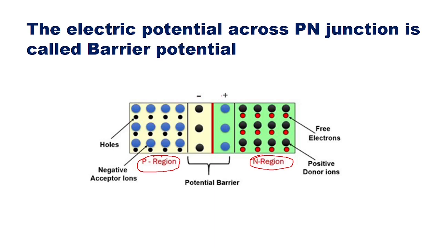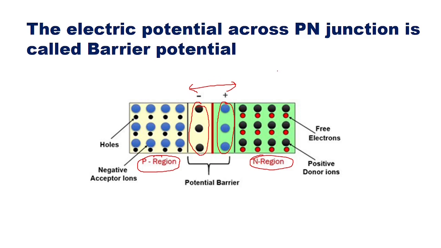As these majority charge carriers move, there is an accumulation of immobile ions at the junction. Here you can see the negative ions, and here the positive ions, and therefore we have an electric potential at the junction. This electric potential is called the barrier potential. Now, what are the parameters on which this barrier potential depends?